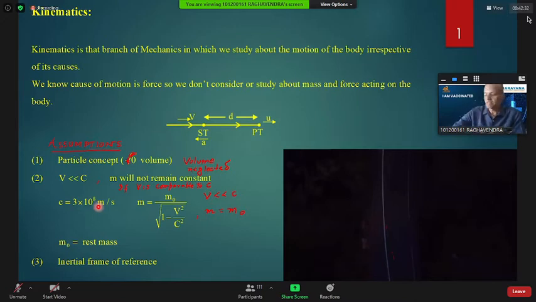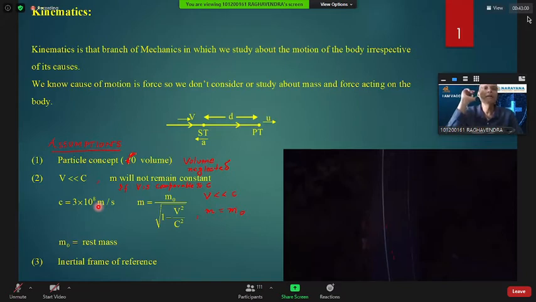If velocity is not so small that it can be neglected in comparison to C, Newtonian mechanics will not be valid. For the validity of what you are going to learn, V must be much smaller than C so that M will remain constant. Tell me, did you understand this point? Yes, sir. Very good.